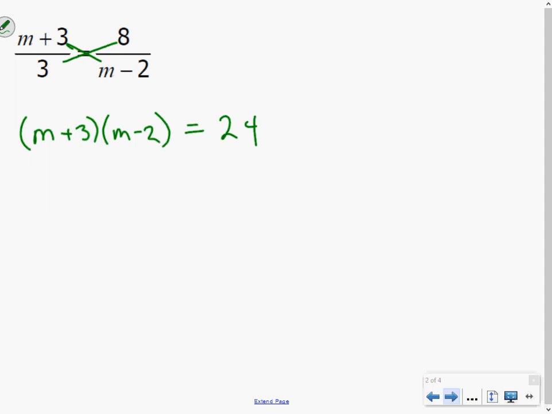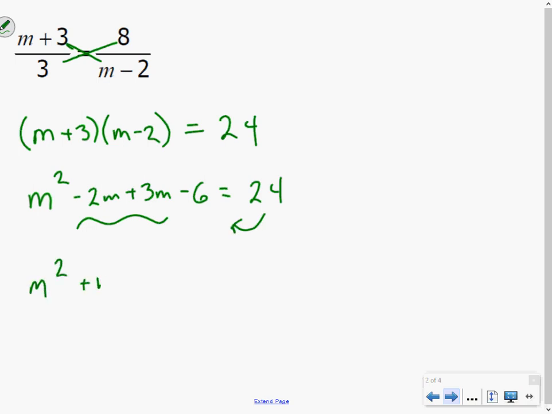So with this one, let's multiply these binomials together. We get m squared minus 2m plus 3m minus 6 equal to 24. Let's combine these together. Let's bring that 24 over. So we get m squared plus m minus 30 equal to 0. The reason that I wanted to get everything to one side was it's quadratic. I need to get everything to one side before I can factor. I need that quadratic trinomial to be equal to 0 before I can use my factoring method.